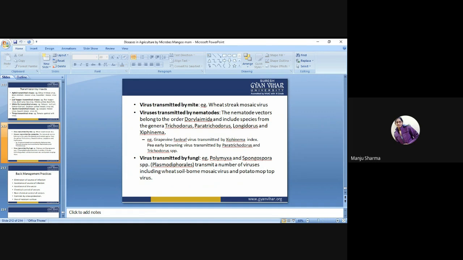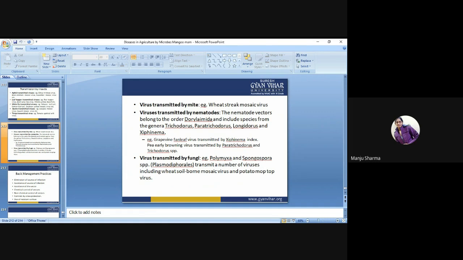Virus transmitted by nematodes. The nematode vectors belong to the order Dorylaimida, and include species from the genera Trichodorus, Paratrichodorus, Longidorus and Xiphinema, for example, grapevine fanleaf virus transmitted by Xiphinema index. Then the pea early browning virus transmitted by Paratrichodorus and Trichodorus species.